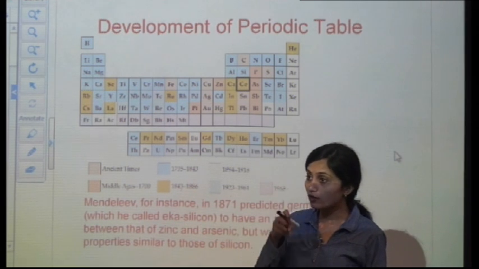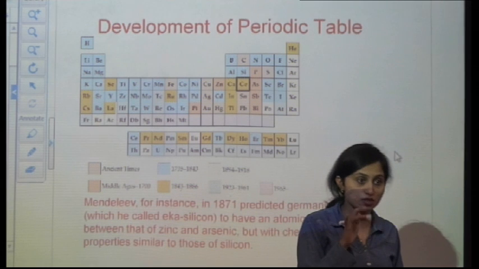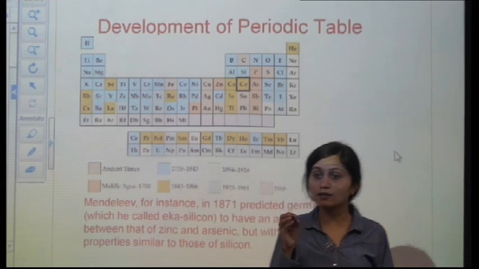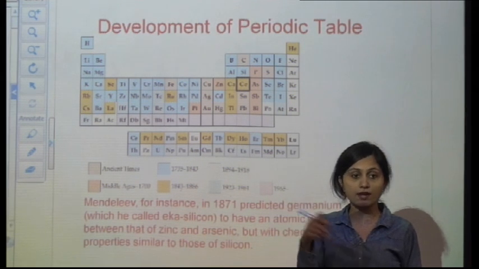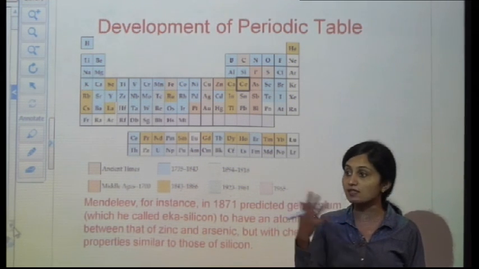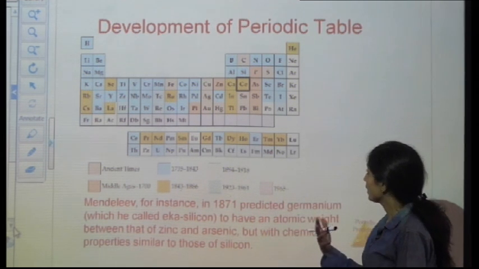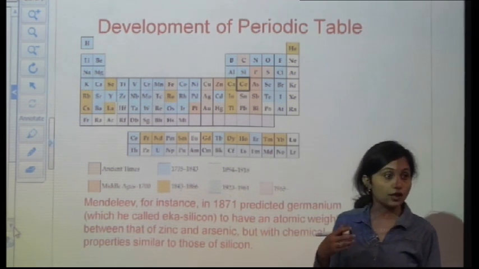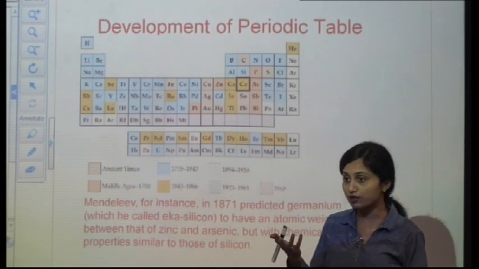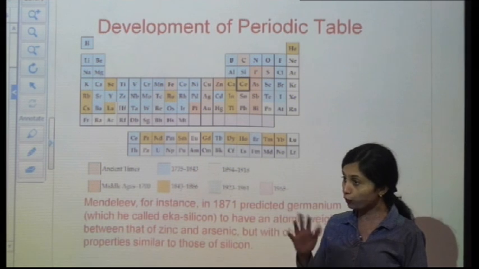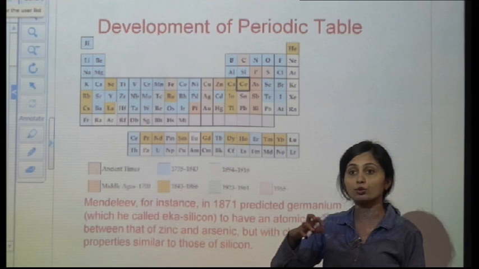So they were not found to form compounds with oxygen or hydrogen till a particular time. That is why they were known as inert. Inert means something that doesn't react. But later it was found that these gases are also capable of forming compounds, that they interact with other elements, and that is why the name was changed from inert to noble.